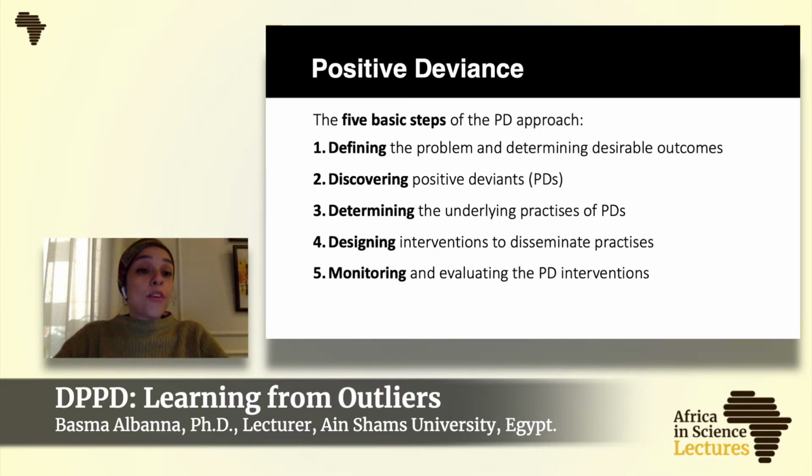The fourth step is to design interventions to disseminate and scale those practices, and usually community participatory methods are used intensively in this step specifically to mobilize and scale those solutions. The 5th step is to monitor and evaluate the PD interventions and to assess whether they were able to achieve the desired outcomes.